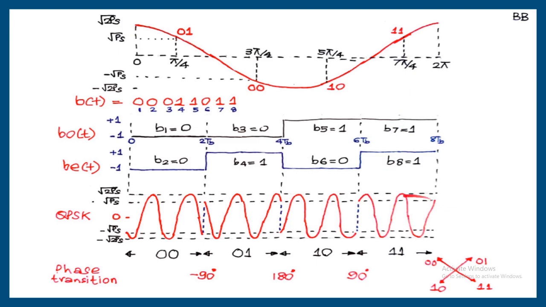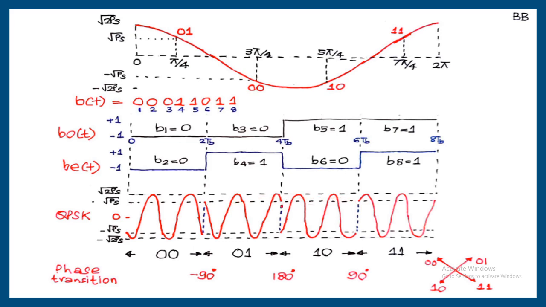So the important one is we should know for each symbol interval what is the combination, then for each combination from where we should start the waveform. Then the waveform can be completed without difficulty. There are transitions you can see at every 2 TB second.